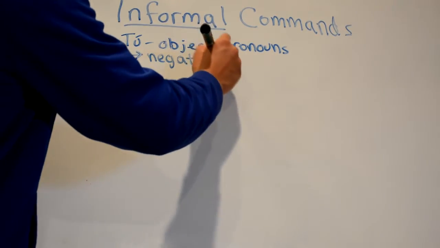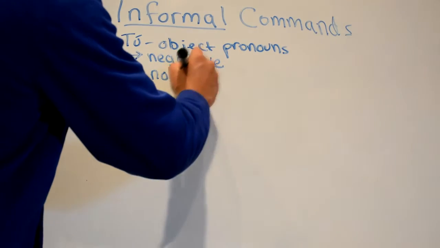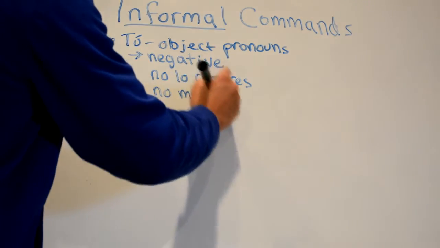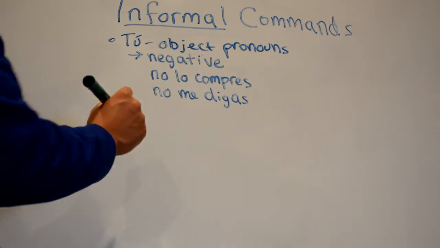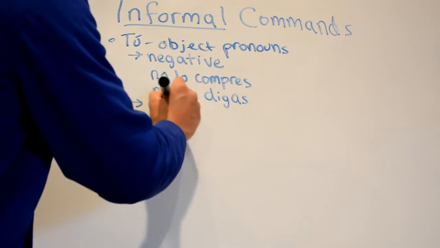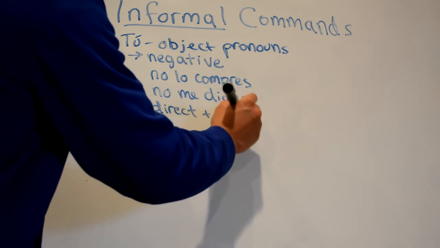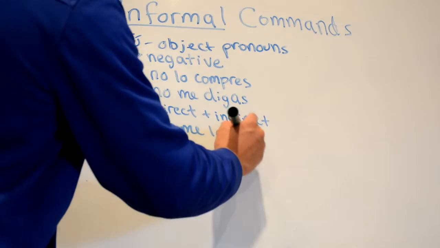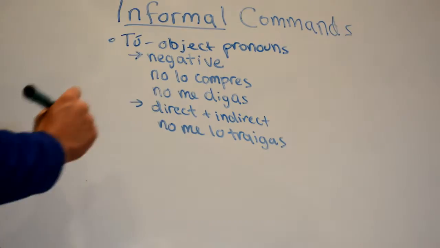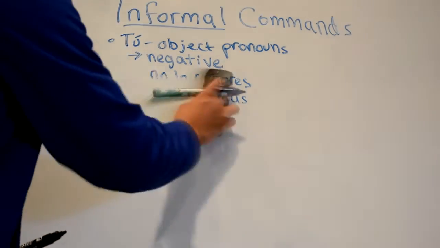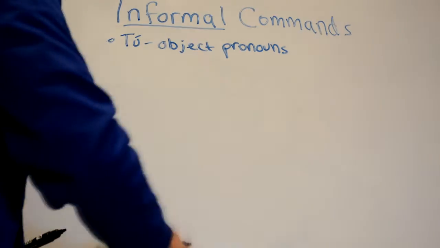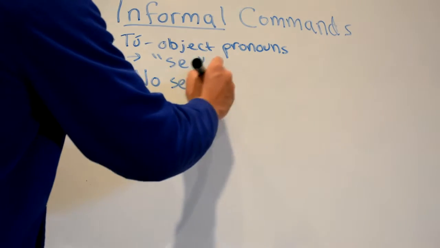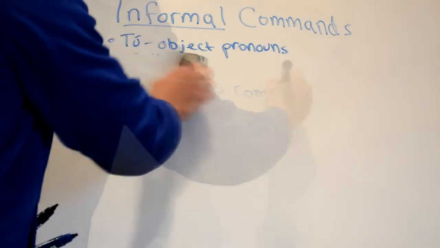With negative commands, simply place object pronouns in front of the verb. No accents are required. For example, no lo compres, don't buy it, or no me digas, don't tell me or you don't say. If both a direct and indirect object pronoun are implemented, put the indirect object pronoun first. No me lo traigas, don't bring it for me. Remember that if the indirect and direct object pronouns both start with l, the indirect object pronoun must be replaced with se. For example, no se lo compres, don't buy it for her.